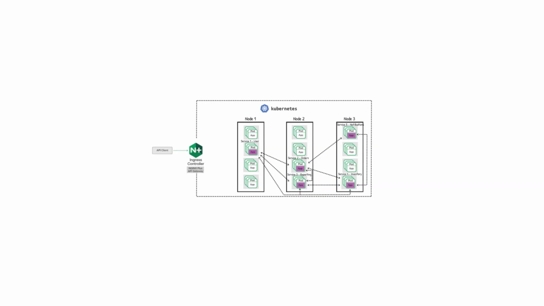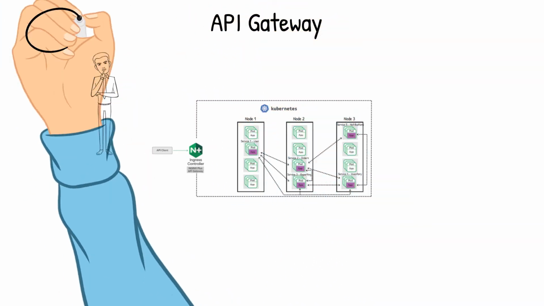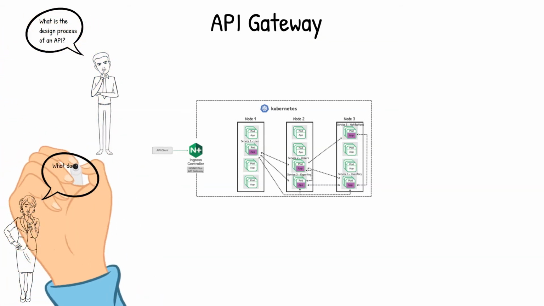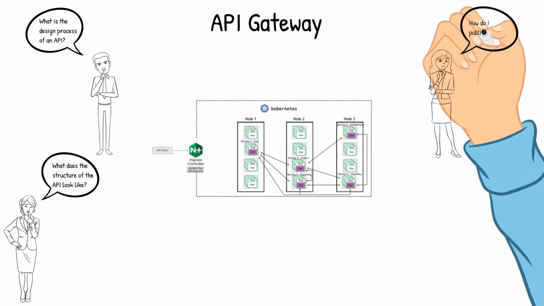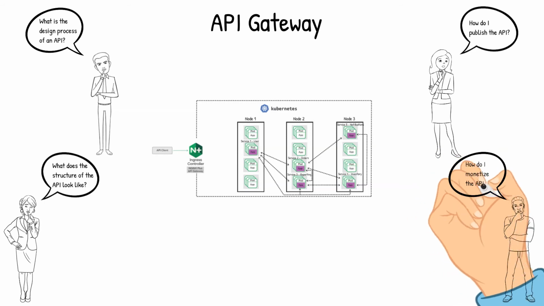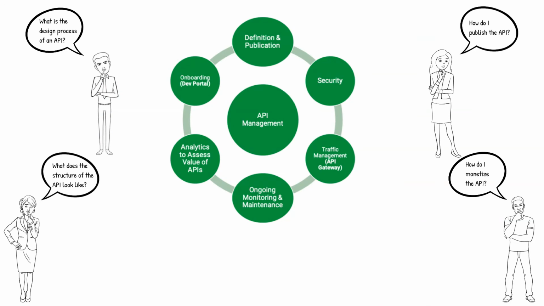There is this additional concept as well that is applied on top of the API gateway. It answers questions like, what is the design process of an API? What does the structure of the API look like? How do I publish the API? Or how do I monetize the API? Things of that nature. And when you put that on top of an API gateway, this is really when you hear this concept of API management.